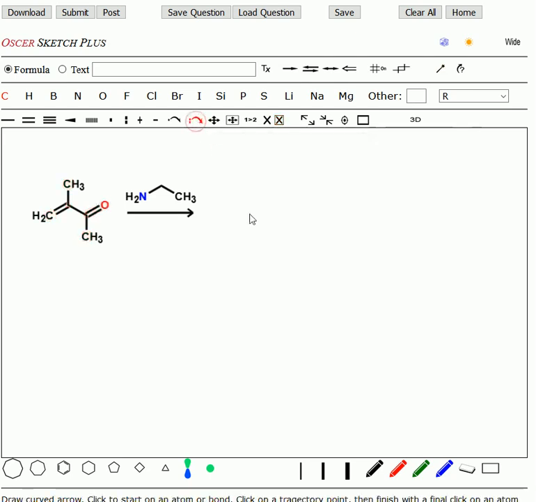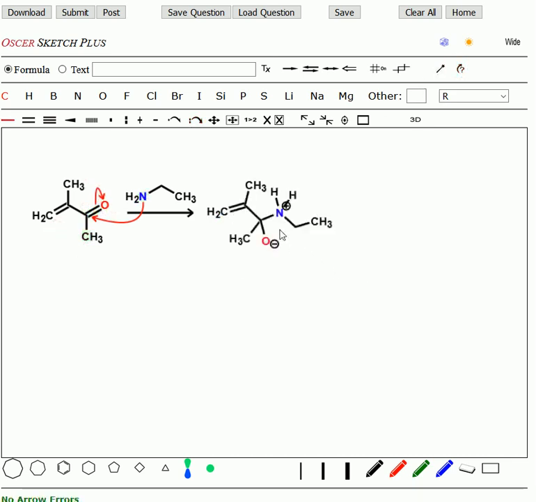Now, this amine is going to react with this ketone. Where is it going to attack? Well, there are really two things it could do. One thing it could do is the nitrogen could come down here, attack the carbonyl, shove the electrons out onto the carbonyl, and that would be a perfectly good reaction. And we'd get this intermediate over here, which is an ammonium ion.